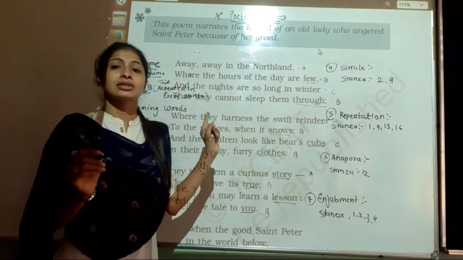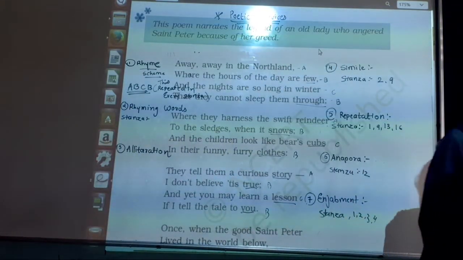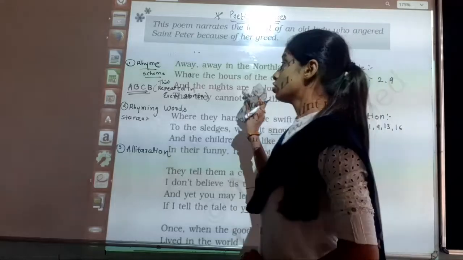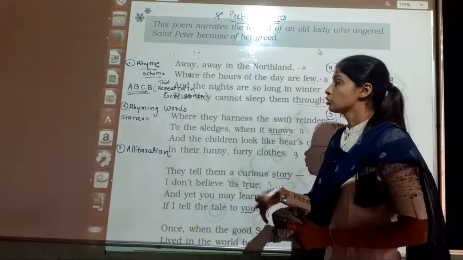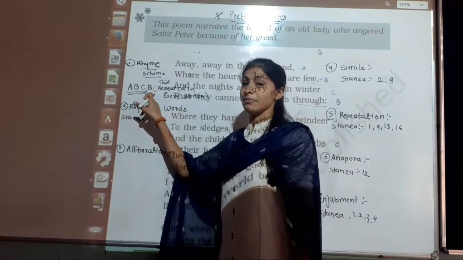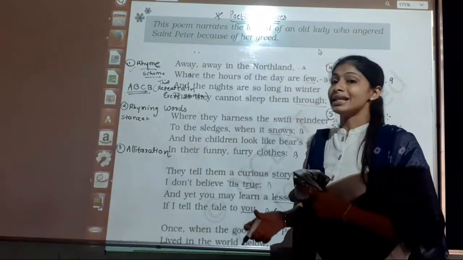Students, you will also write there how to find this rhyme scheme, this way only. If the pronunciation changes, you will write the next alphabetical letter. So here the rhyme scheme is A, B, C, B. So we have completed this point. Now we'll see the next point.